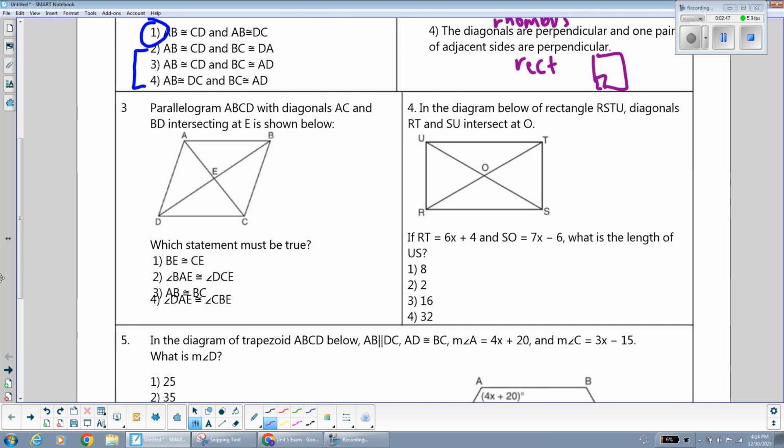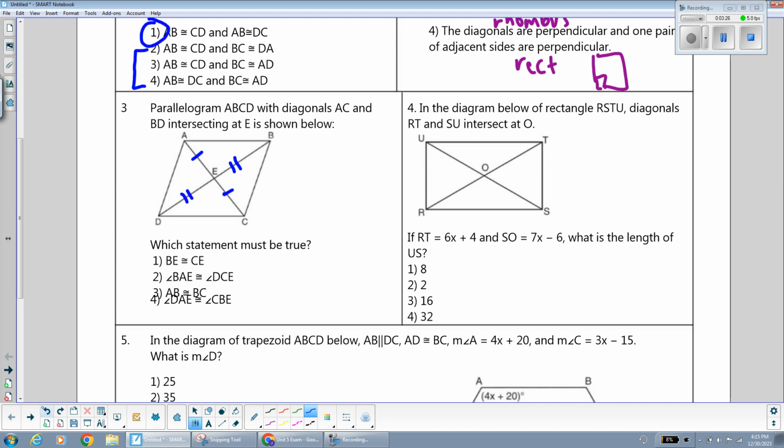For number 3, asking which answer choice must be true about parallelogram ABCD. So the first answer choice says that BE is congruent to CE. Now that is actually not true because in a parallelogram, diagonals bisect each other, but the diagonals don't necessarily have to be equal to each other. So this diagonal is being split in half, and this diagonal is also being split in half, but these diagonals can definitely be different. If this diagonal is 8, this is 4 and 4. If this diagonal is 10, this is 5 and 5. It does not need to be the same.